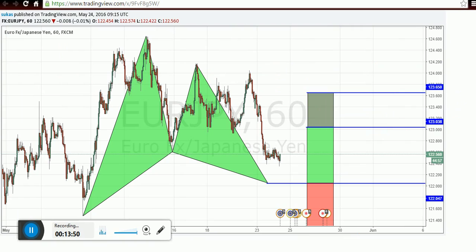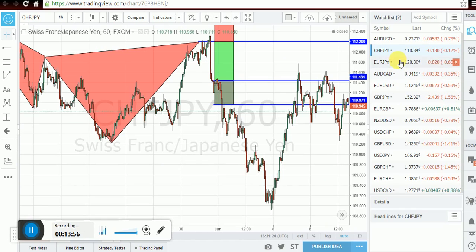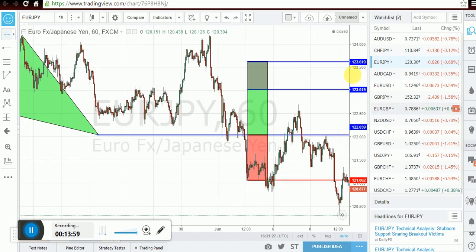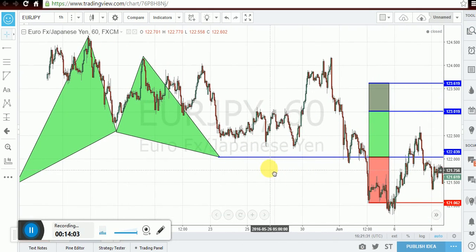On the Euro yen, we had a bullish Gartley pattern that took a while to complete. So let me just bring in the chart. And after it completed, the market just never actually gave us anything on that one. So this is the Euro yen bullish Gartley.